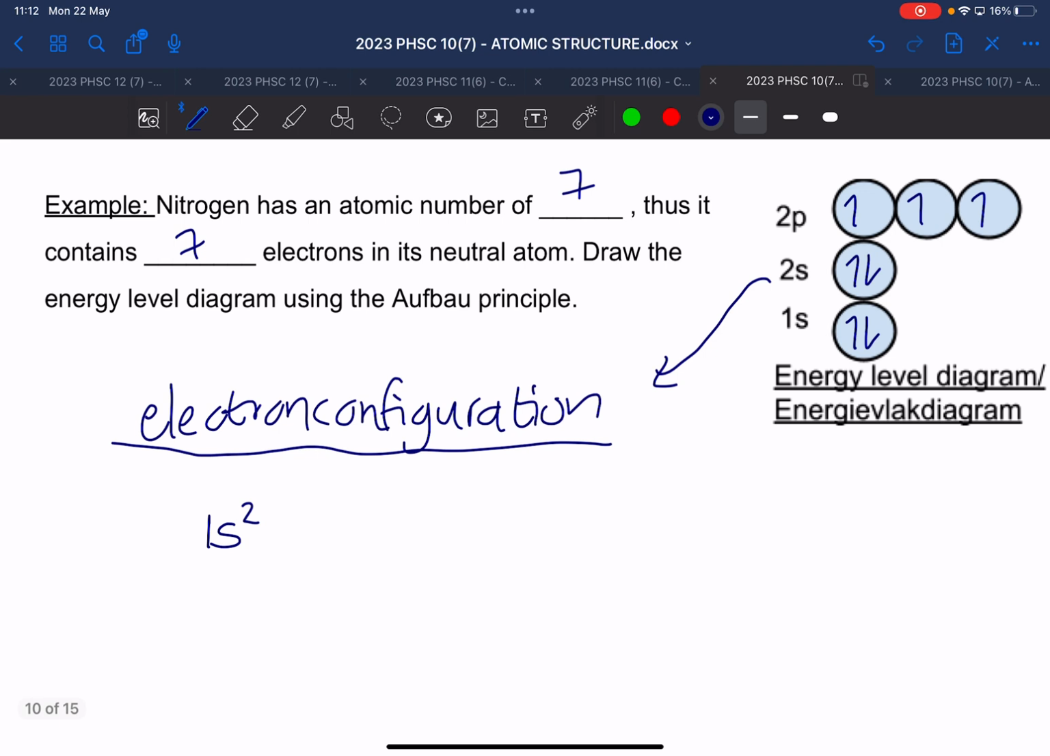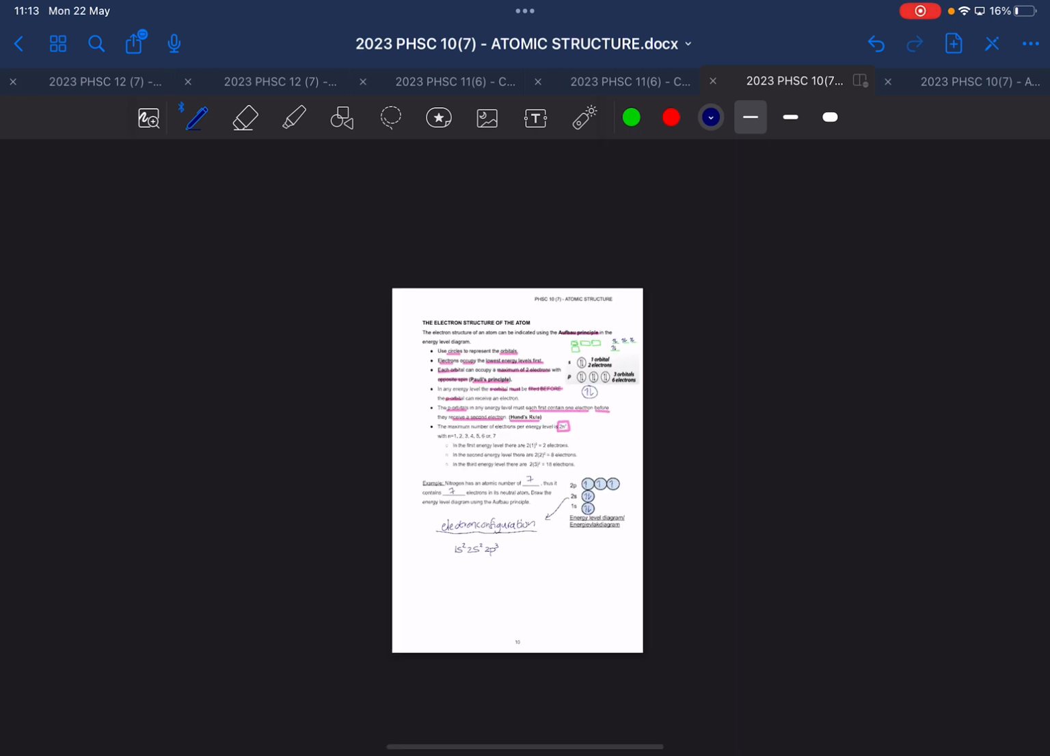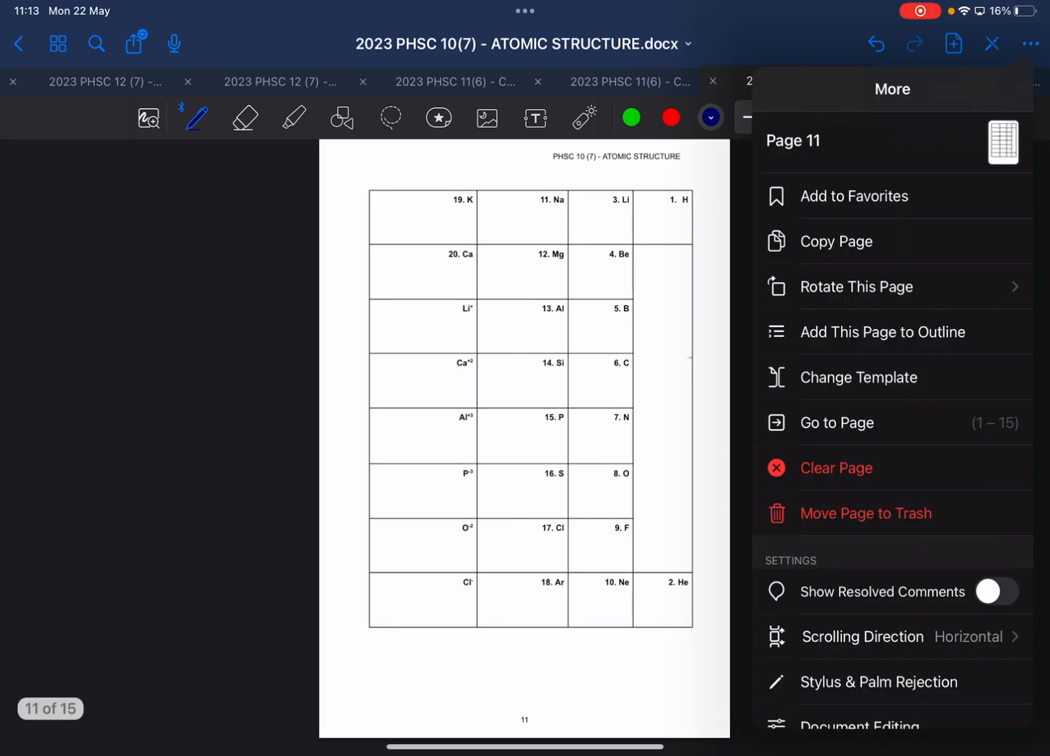Okay. In the second s orbital, how many electrons, Hope? 2. And in the second energy level, in the p orbitals, how many electrons? In all of them, 3. So that is called the electron configuration. Electron configuration. All right, now quickly go to the next page.